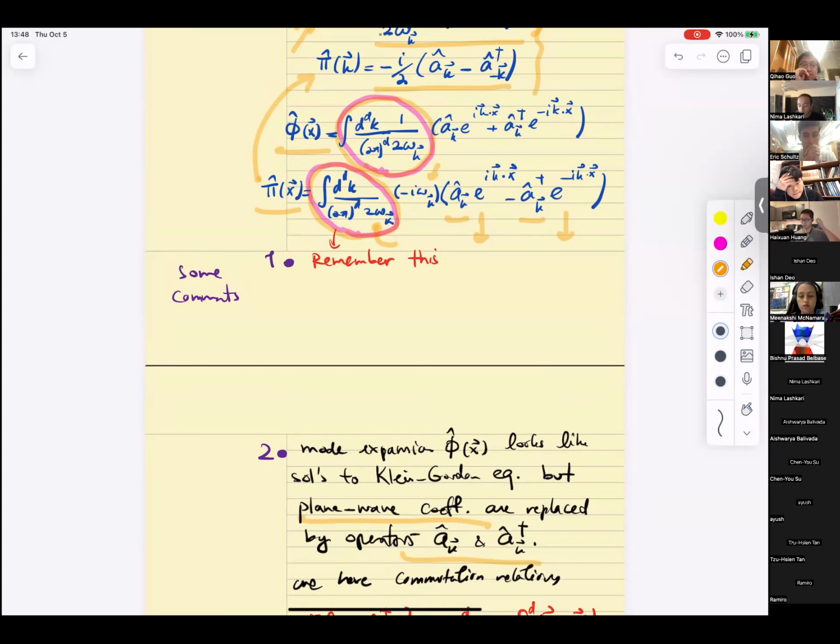Another comment that I want to make is that this is all done at time t equals 0. Right? We are using the Schrodinger picture. This is canonical quantization. Right? That's important. All right. Any questions?